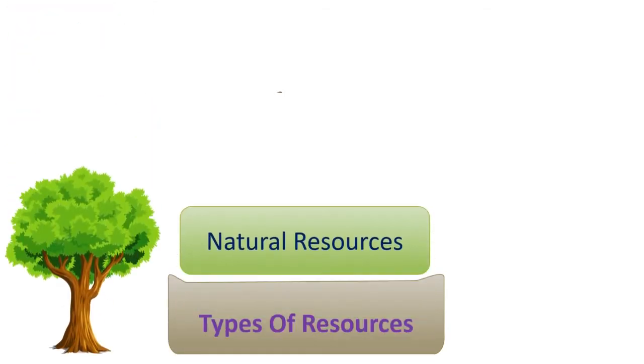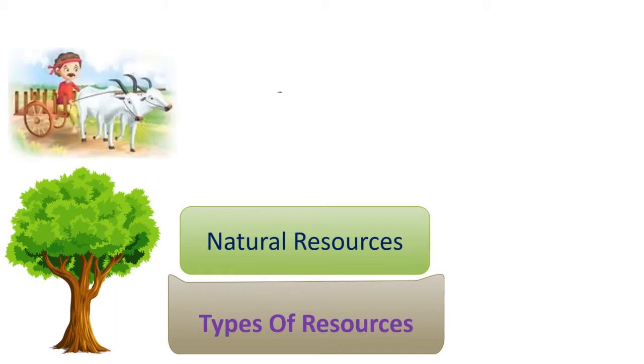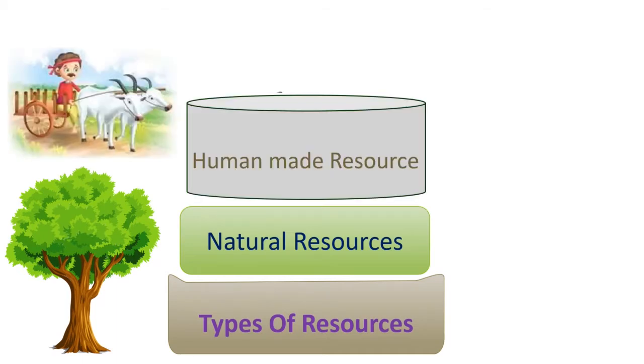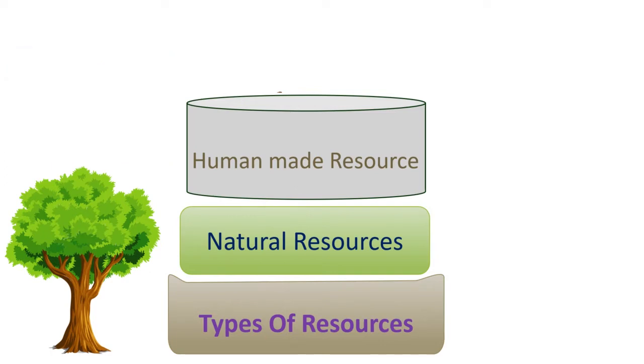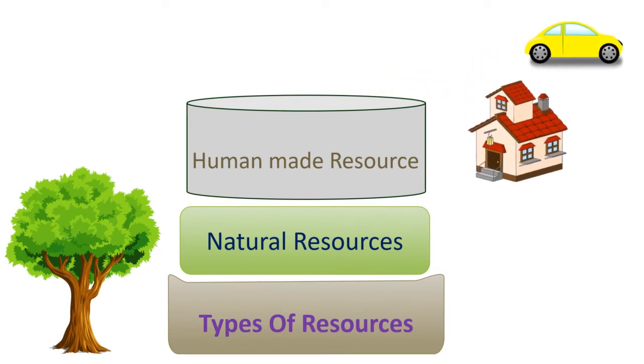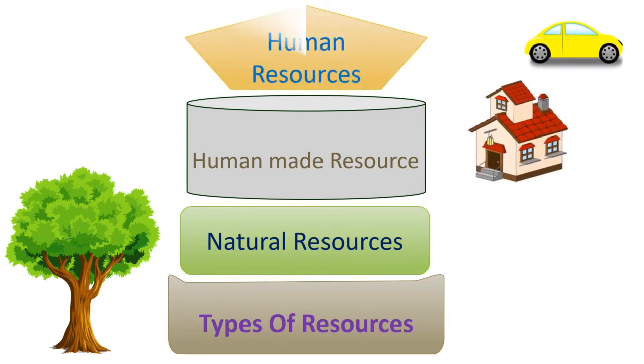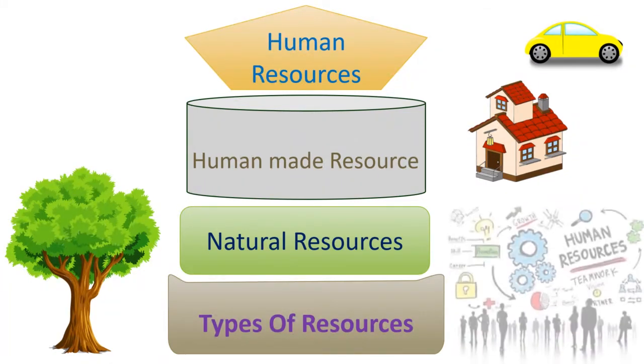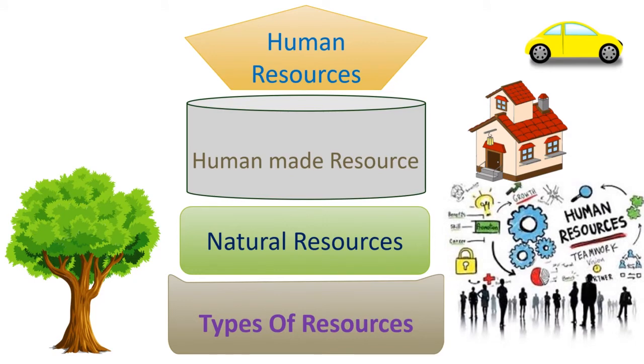Come on, let's know about types of resources. Natural resource is what we get from nature. For example, trees, animals, human beings. Then human-made resource. Human-made resources are the resources which a human being has made by using nature. For example, this bicycle or this house or car. Next, human resource. Human resource with intelligence, with knowledge, with skill. When a human is able to convert himself into a resource, that is known as human resource.